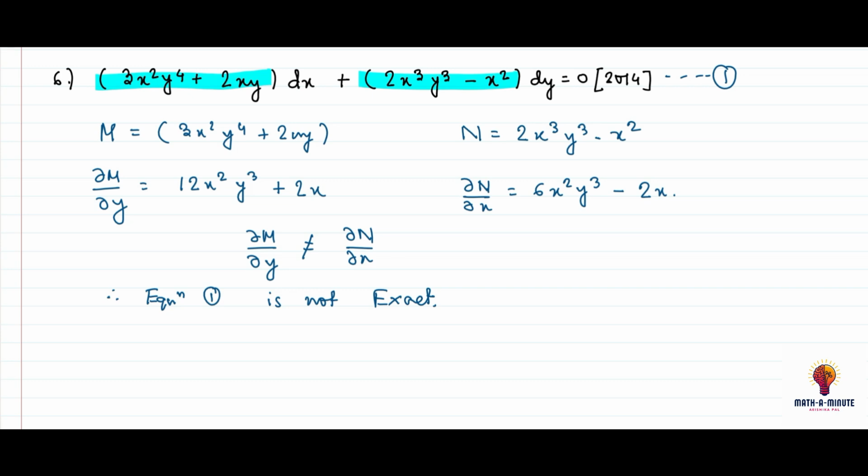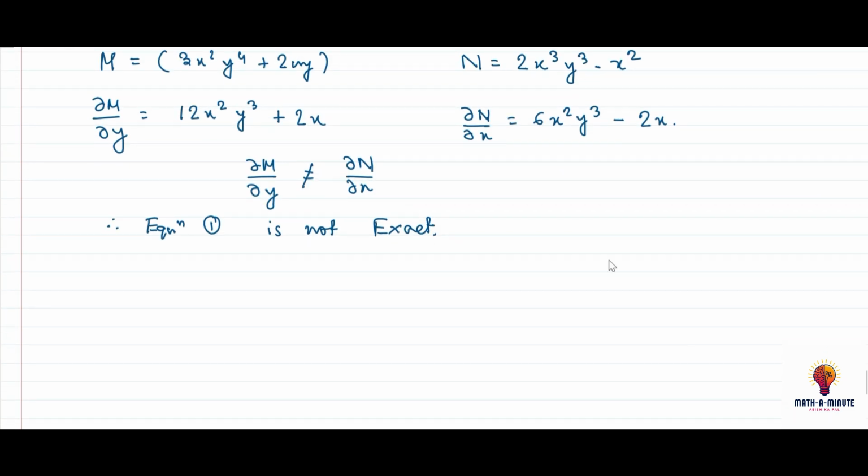Now you have to think in this way: is it a homogeneous function, meaning M and N? Definitely not, because in x squared y to the power 4 the degree is 6, and for the next term the degree is 4, so the degree is different. So definitely it's not a homogeneous function, so we can't apply rule number 3 here. So now go for rule number 1 and 2 and check which rule is applicable to find the integrating factor.